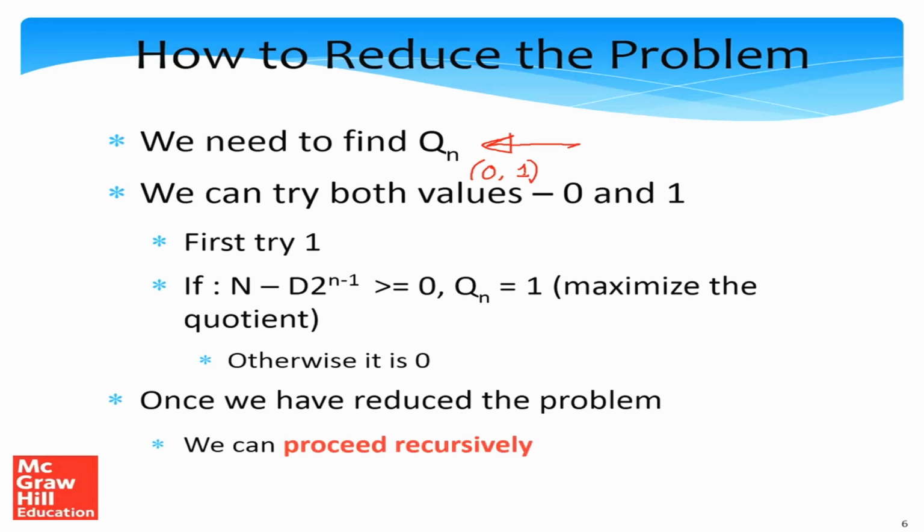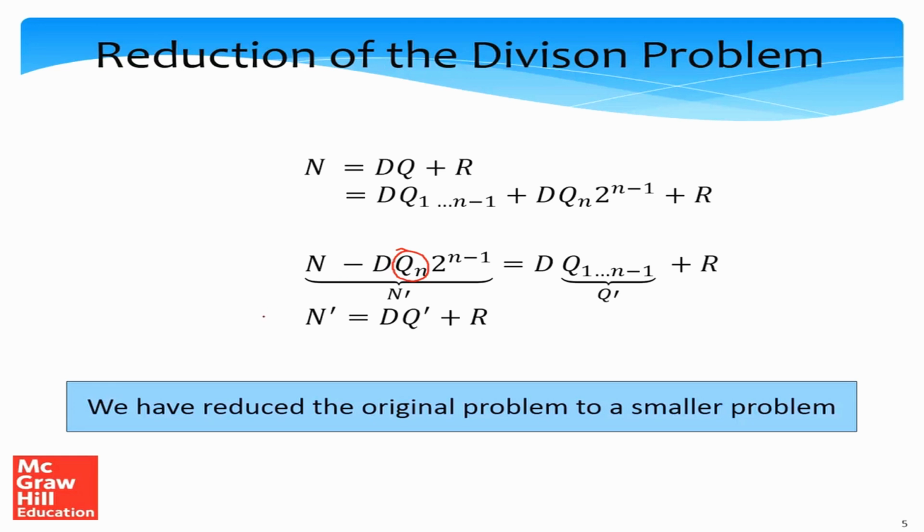Since there are two values, what we can do is try a brute force approach. So we can try both the values, both 0 and 1. So let's first try 1. So what do we need to do? We basically need to compute N dash is equal to N minus D times Q, if Qn is equal to 1, then N dash becomes equal to N minus D times 2 to the power n minus 1.